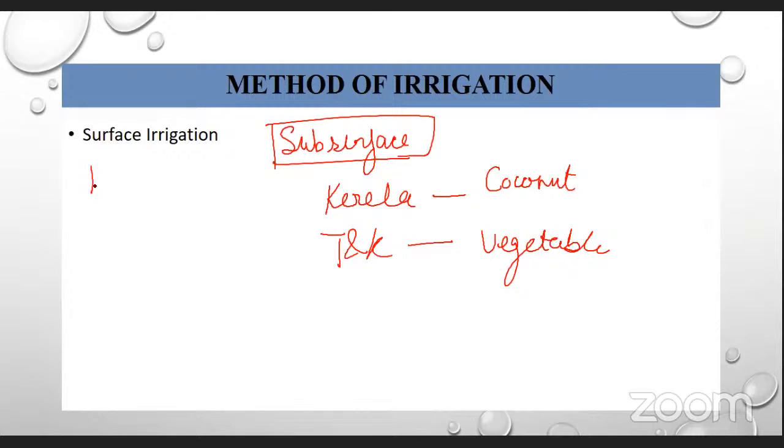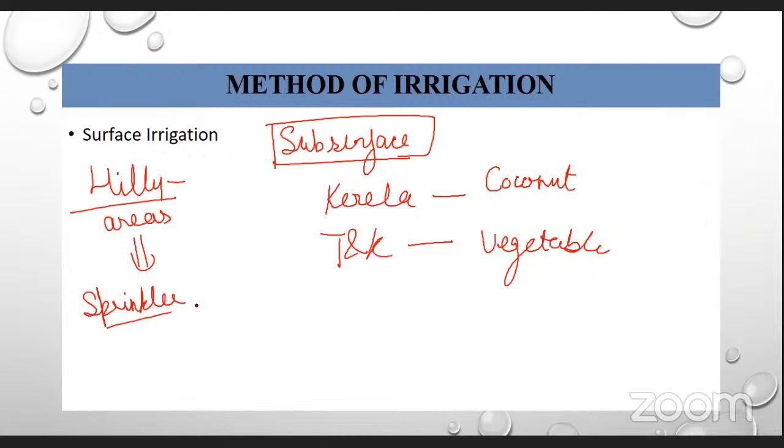Usually in hilly areas, which method of irrigation is practiced mostly? I told you, where land leveling is a problem or uneconomical, at that place we use the sprinkler. Sprinkler. So this also you have to learn.